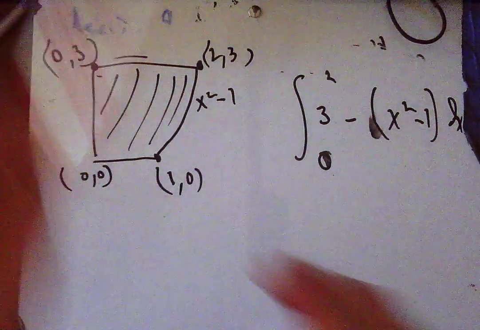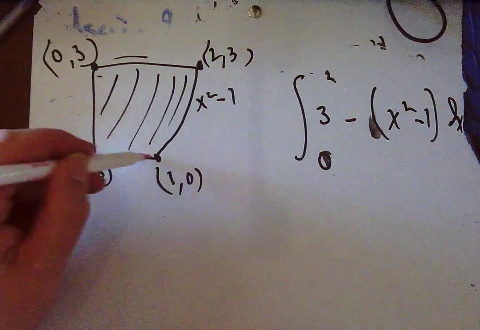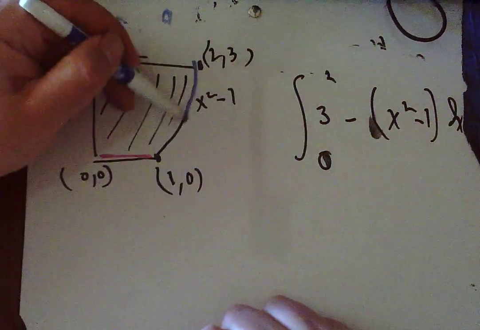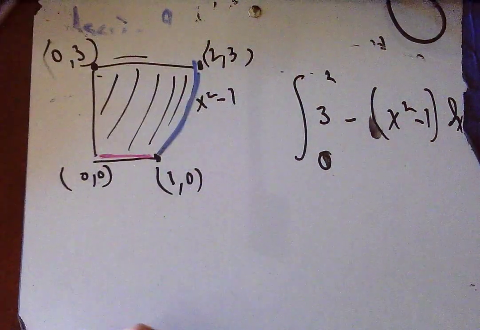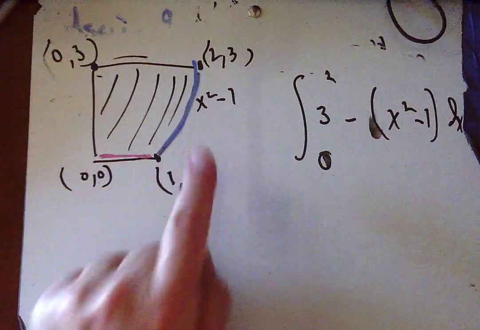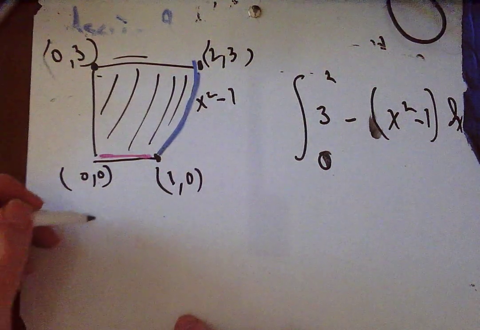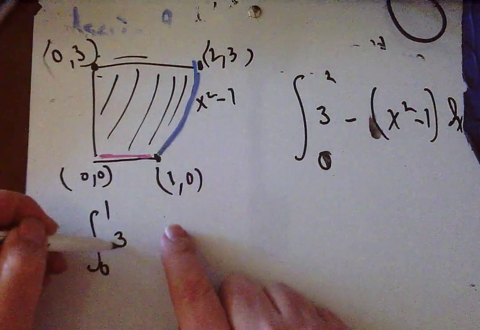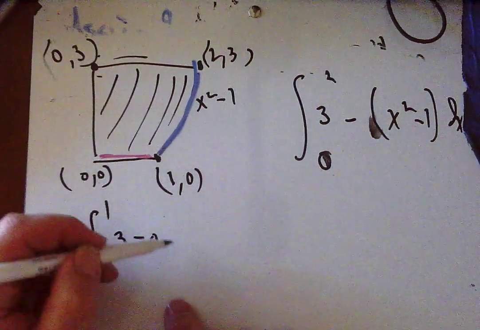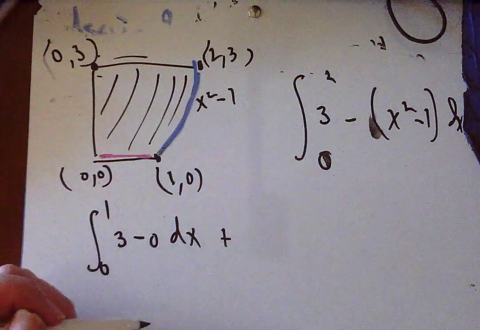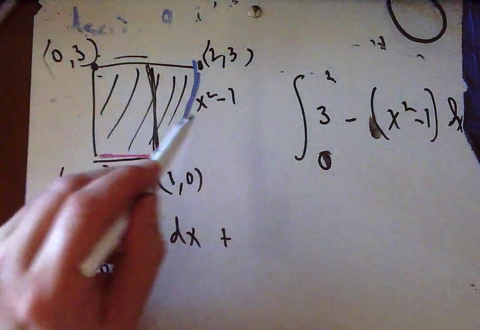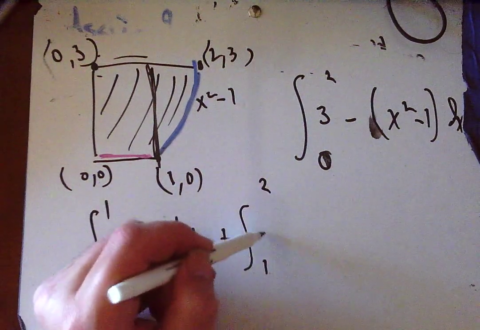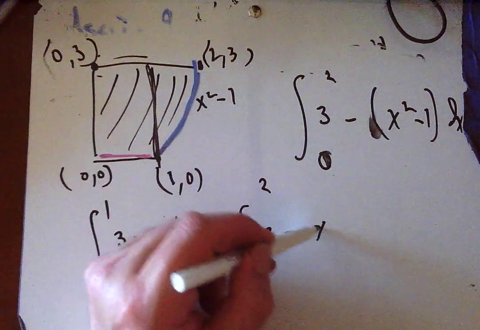The reason I'm going to say no is because I have two different bottoms. There are two different bottoms here. So yeah, I can definitely do top minus bottom. It's from 0 to 1. Top is 3, bottom is 0. Plus this integral from 1 to 2 of top minus bottom.